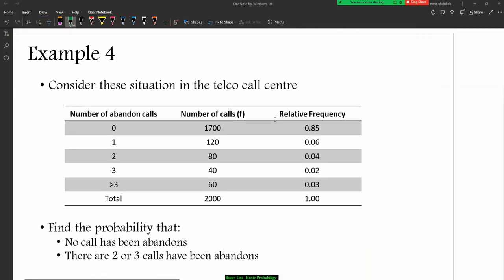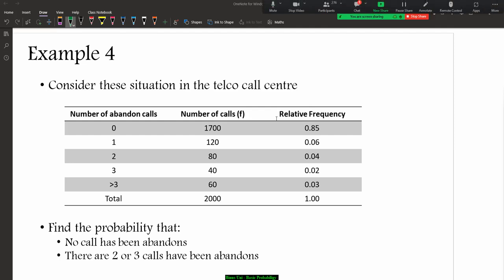So now let's look at example number 4, which is related to frequency and probability, right? Consider this situation in a telco call center. We have the number of abandoned calls and the number of calls. In the frequency table, we're going to stop at these two columns. This is going to be your X and this is going to be your frequency, right? So for zero abandoned calls, the number of calls is 1,700. No call has been abandoned.